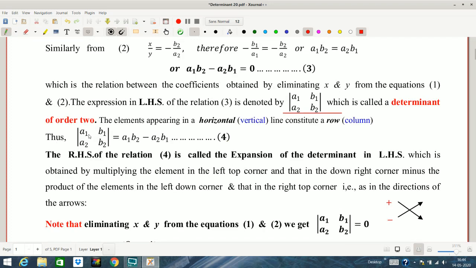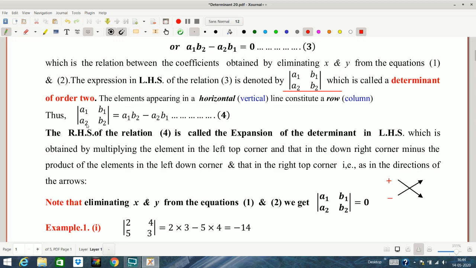Thus, this determinant a1 b1 a2 b2 is equal to a1 b2 minus a2 b1, and this right side of this number 4 is called the expansion of the determinant in the left side. And this expansion is obtained by multiplying the element in the left up corner and that in the right down corner. Here it is a1 and b2, so a1 into b2. Then give a minus sign. Then element in the left down corner into element in the right top corner, a2 into b1. So this is the process of how we calculate it.